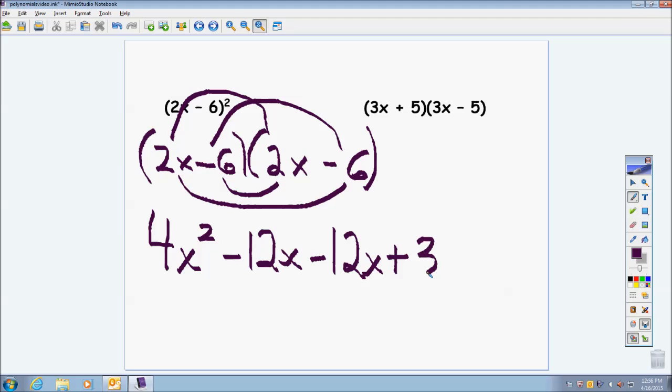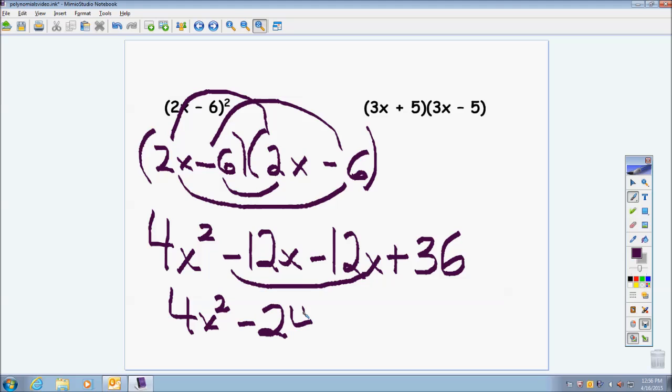Now don't stop here, please. You've got to combine your middle. You're going to get 4x squared, negative 12 and negative 12 is negative 24x. This is so important that you all know how to do this because we're going to be doing this in reverse mode in the fourth quarter. And there's your answer. And I'll show you how to factor this in the next video.